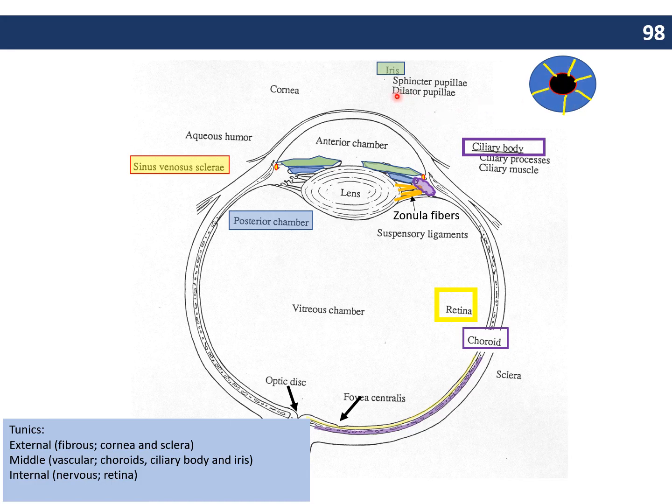In contrast, the dilator pupillae muscle, which would be these yellow spokes on the iris, would dilate the pupil when they contract via sympathetic innervation, enlarging the aperture so that more light, for instance, would enter into the eye.